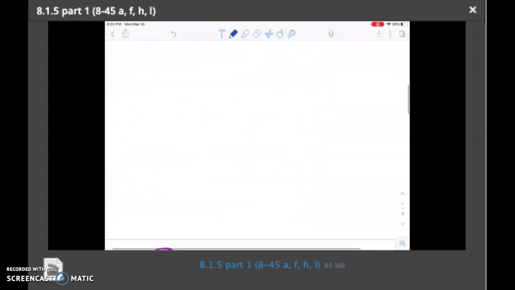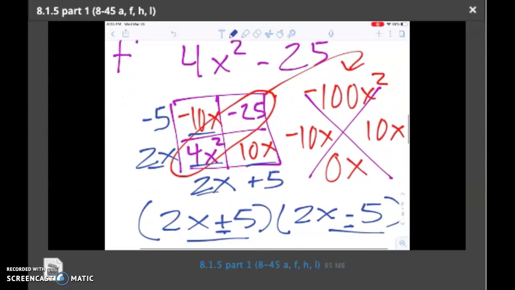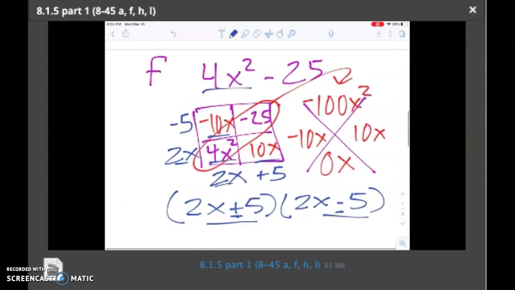Going down to that second problem, when I look at 4x squared, well, if I take the square root of 4x squared, I'm going to get 2x. So there's where that 2x and that 2x come from, because 2x times 2x would give me 4x squared. And when I go back up here and look at this negative 25, well, the square root of 25 would be 5. So we got 5 and 5, and then we have to have a plus and a minus.